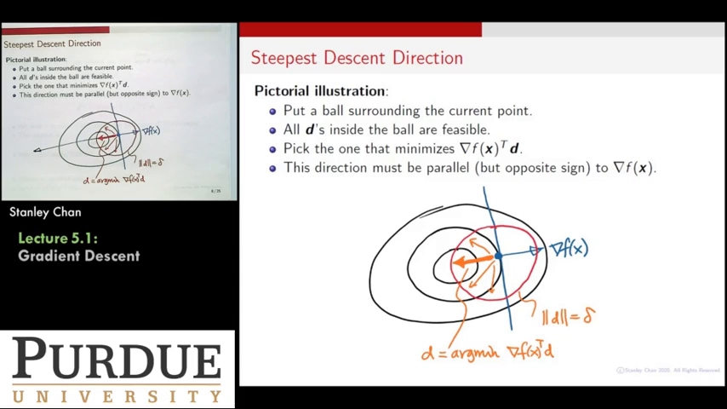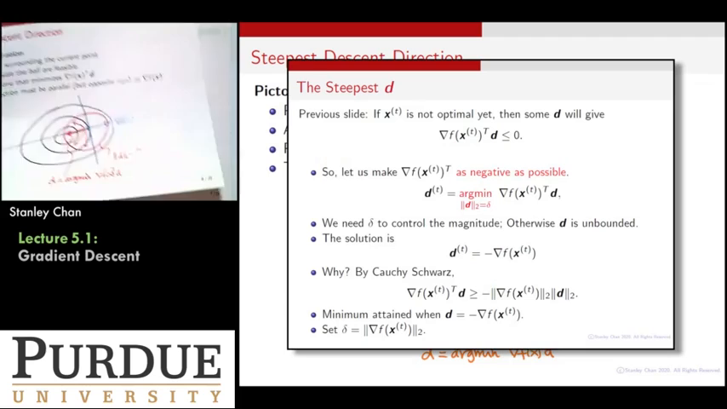Question here? Oh yeah, I was just going to ask, why would we need to control the magnitude of d if we have the step size to control it? Okay, so let's go back to here.